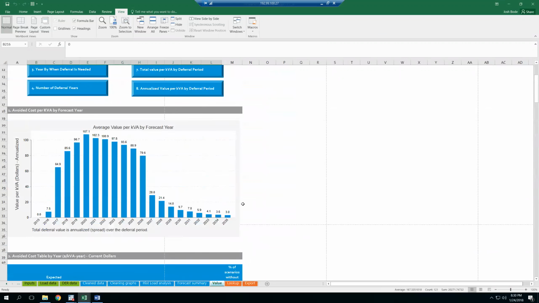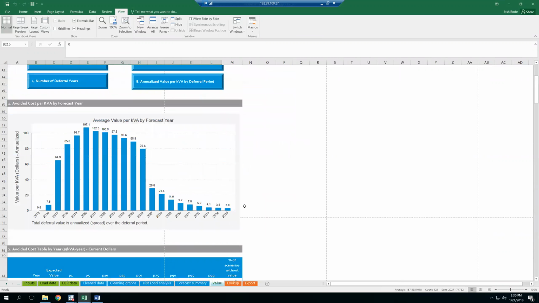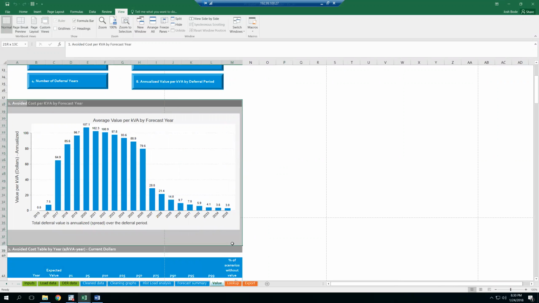And here we'll walk down through the interpretation of these one by one. The first one is looking at the avoided cost by forecast year, and it's on a dollars per kVA basis. That's simply saying here's the savings over the thousands of scenarios, per kVA, that we expect if you're able to defer this project.